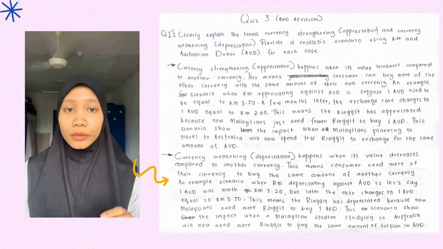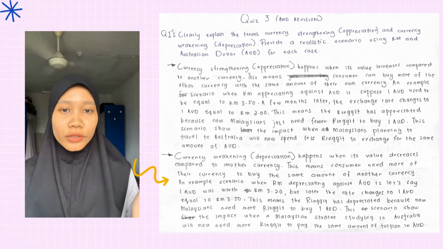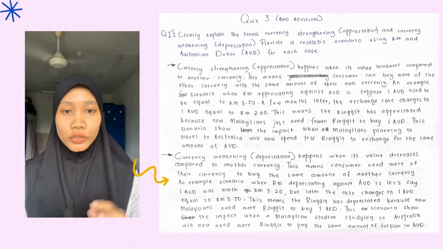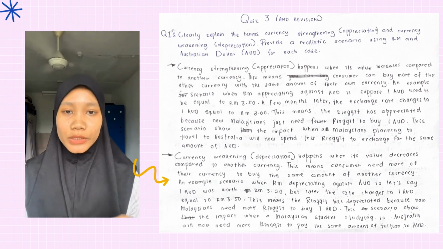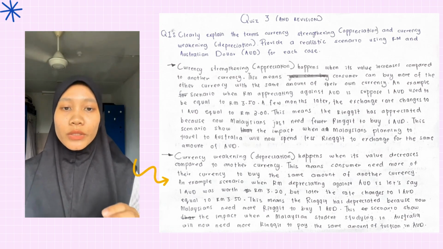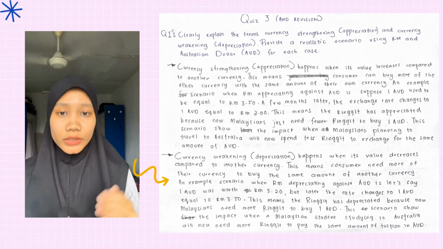A real life example for this situation is when a Malaysian planning to travel to Australia will now spend less ringgit to exchange for the same amount of Australian dollar. On the other hand, currency weakening or depreciation occurs when the value of one currency decreases relative to another. This means you need more of your currency to buy the same amount of other currency.